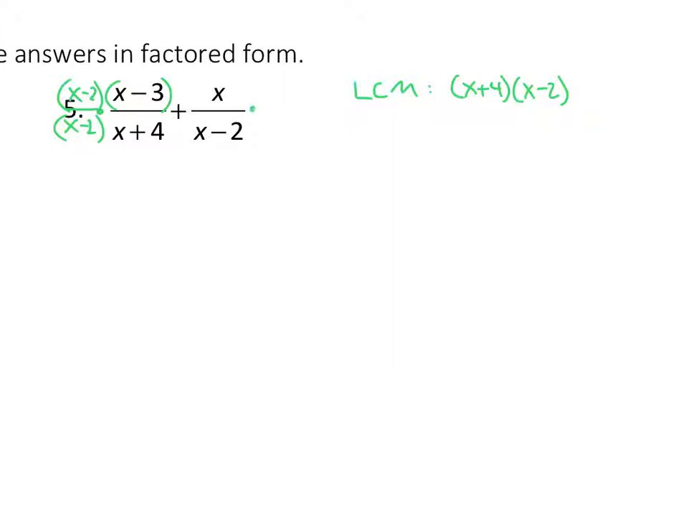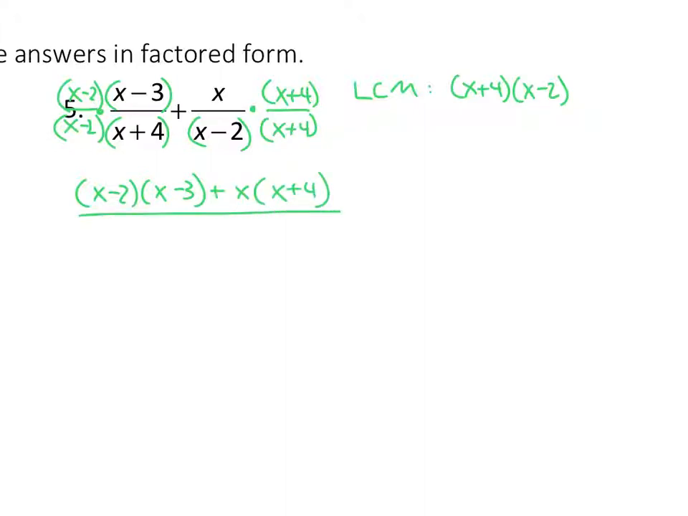And in our second fraction, we're missing the x plus 4 part. So we're going to multiply by x plus 4 over x plus 4. And everything really needs parentheses. And now I can combine this into one fraction. So I'm going to get x minus 2 times x minus 3 plus x times x plus 4, all in one fraction. And then on the bottom, we're going to have x minus 2 times x plus 4. The bottom is already in factored form, so I'm going to leave it alone.